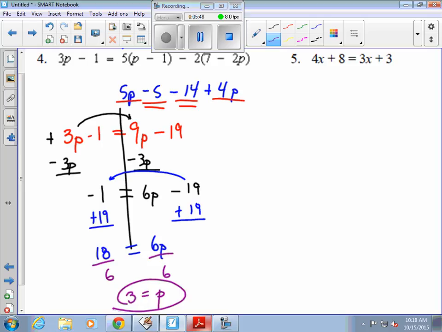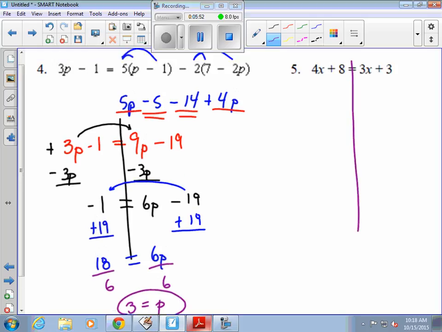Variables on both sides, an easier problem for number 5. You don't have to do any simplifying. First, bring your smaller 3x over to your larger 4x by subtracting the positive 3x. You do it to the right, do it to the left. 4x minus 3x is 1x. So x, you still have plus 8 over there, is equal to, you still have 3 on the right.